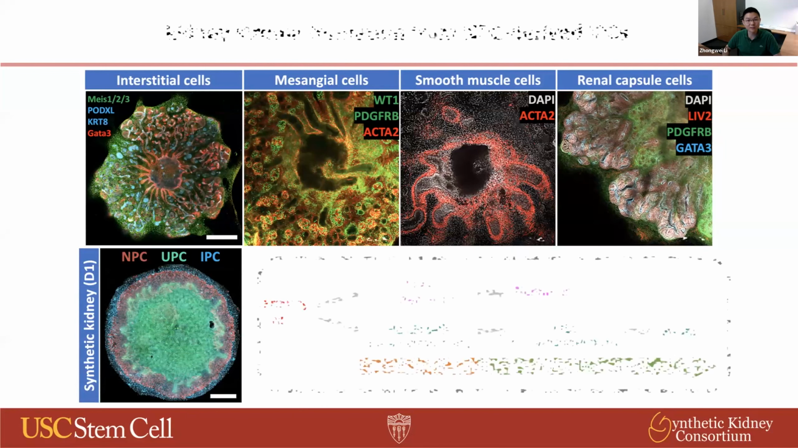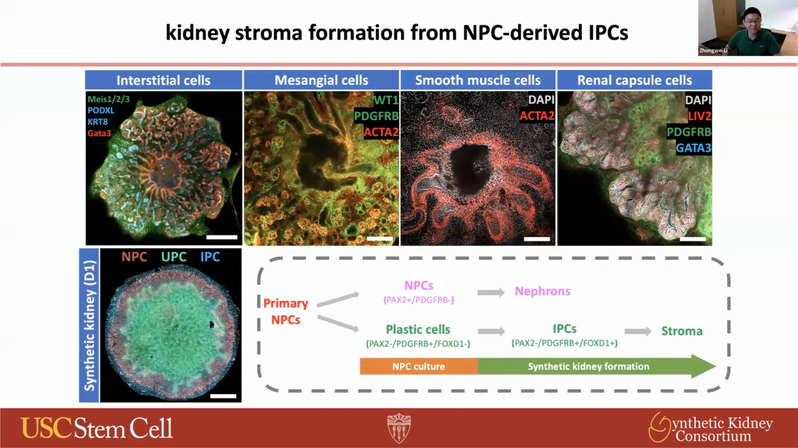So interestingly, after a lot of analysis of lineage tracing, we noticed that the cultured NPCs became plastic by losing PAX2, a critical transcription factor. And this subset of NPCs can spontaneously transdifferentiate to FOXD1 positive IPCs and migrate to the periphery of the structure.